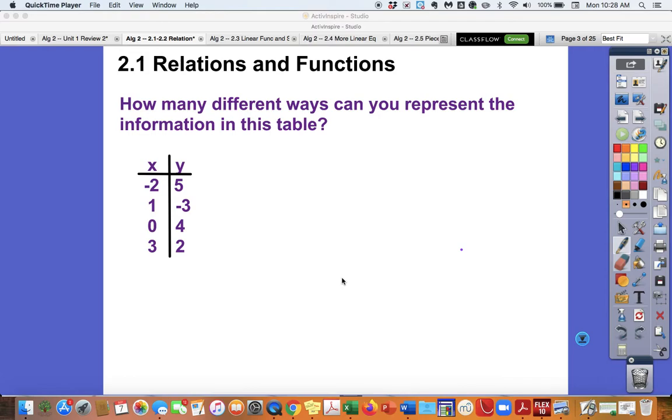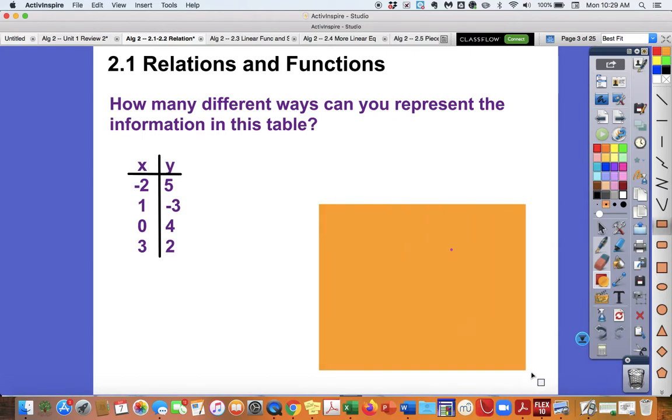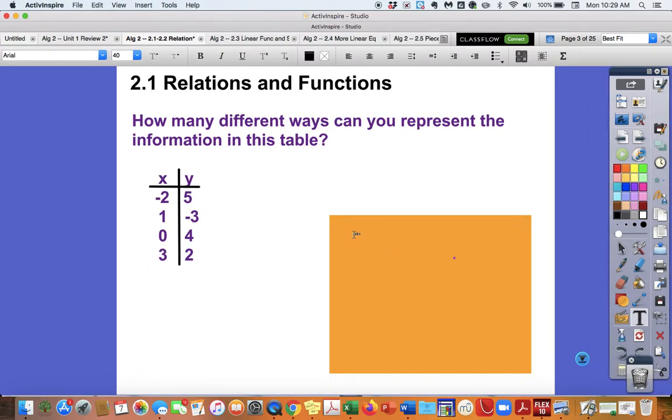Okay, let's take a little bit of time and look at our second unit, where we're going to start talking about functions. To start with, we have to be able to distinguish between relations and functions. The way we need to think about this is that a relation is just the set of all things that show a relationship between two variables.